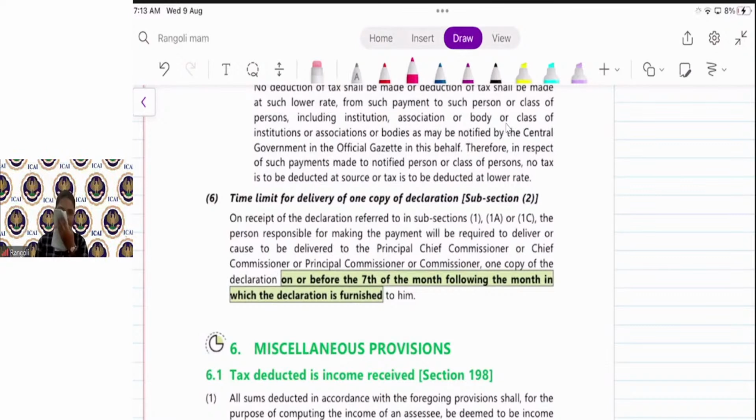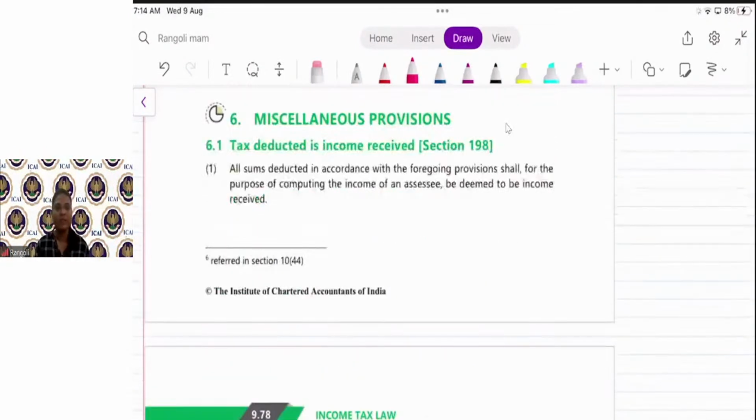So next is miscellaneous provisions. Tax deducted is income received. Tax deducted is your income, right, my dear friend? For example, if someone is paying 1 lakh rupees professional fees to me, then he deducts TDS at the rate of 10%, that is the amount of TDS is 10,000. In my bank account, I get 90,000.